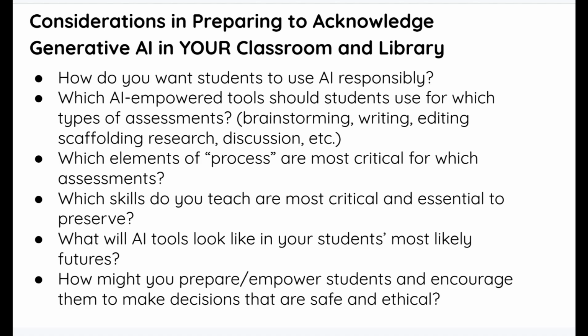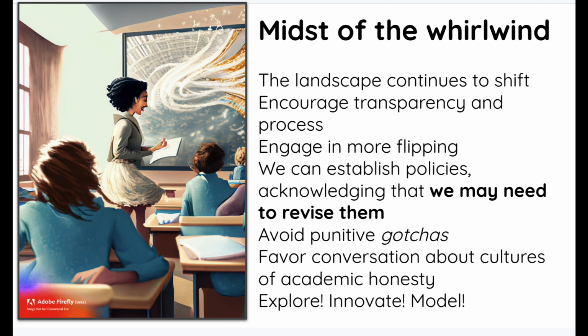And these are the sorts of things that you want to consider in your libraries and in your classrooms if you're teaching, in terms of your decisions relating to those traffic lights and your policies. So to complete this little long lecture, we're in the midst of a whirlwind, and the landscape will continue to shift. I think what we need to do is encourage transparency and focus on the process. Engage in more flipping, perhaps have students do some of the active work in the classroom and maybe some of the reading and research at home.